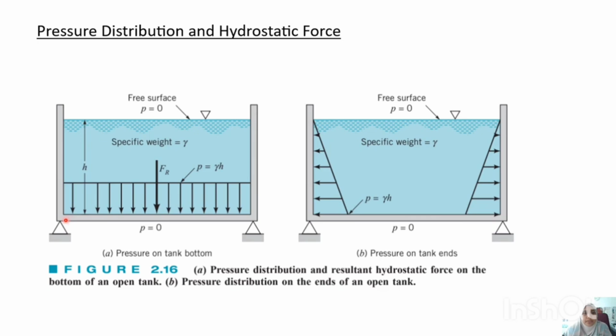At the bottom of the tank, the pressure is distributed equally. This is because the tank is flat, it is on the same horizontal plane and it is not at an inclined angle. Therefore, pressure is distributed equally. So the pressure force is concentrated at the centroid of the bottom of the tank. This force is called hydrostatic force. You can use Fr or Fh to denote the hydrostatic force.